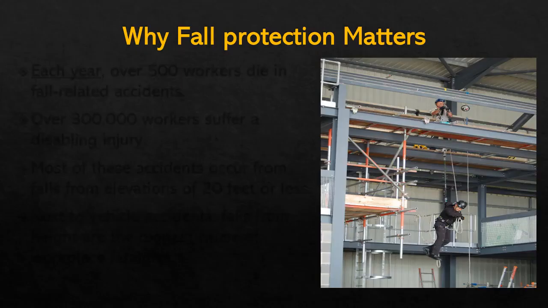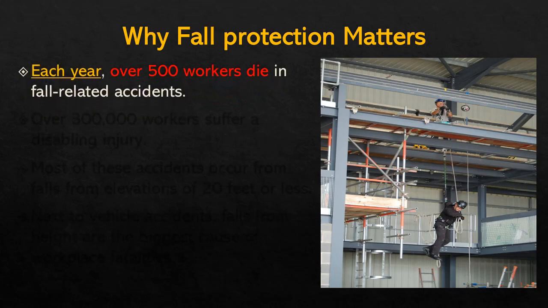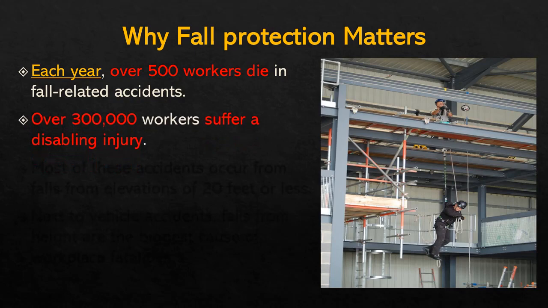Fall protection matters because when we do not utilize it or we utilize it incorrectly, tragedies can occur. On an average year in the United States, a little over 500 workers die in fall-related incidents. But even when people don't die, they can still have very severe effects that can last a lifetime. In an average year, about 300,000 workers suffer a disabling injury in the United States as a result of a fall incident.